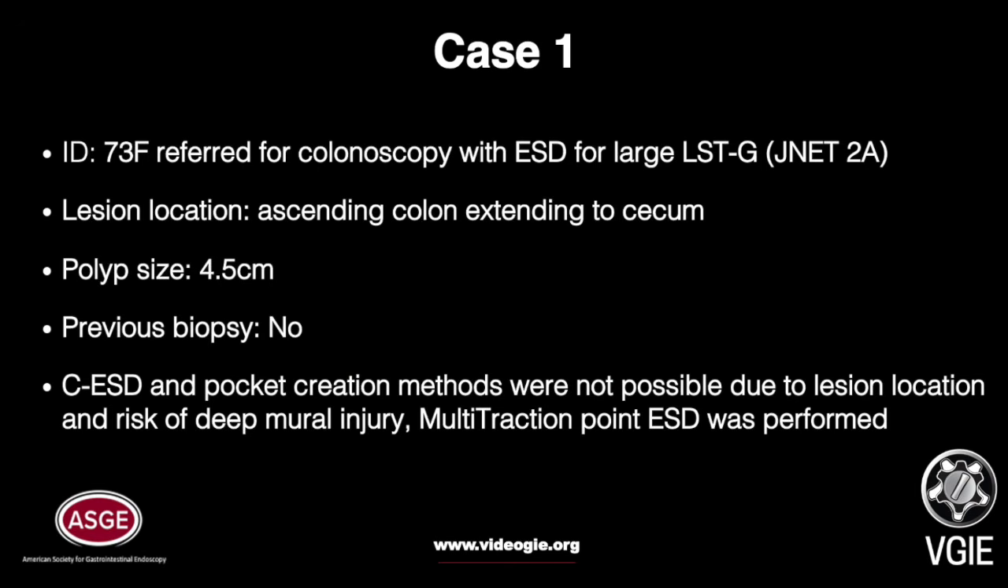Case 1 is a 73-year-old female referred for colonoscopy with ESD for a large LST granular JNET 2A. Lesion location was ascending colon extending into the cecum. Polyp size was 4.5 cm. No previous biopsies. Conventional bucket creation methods were not feasible due to lesion location and risk of deep mural injury. Therefore, MTP technique was applied.